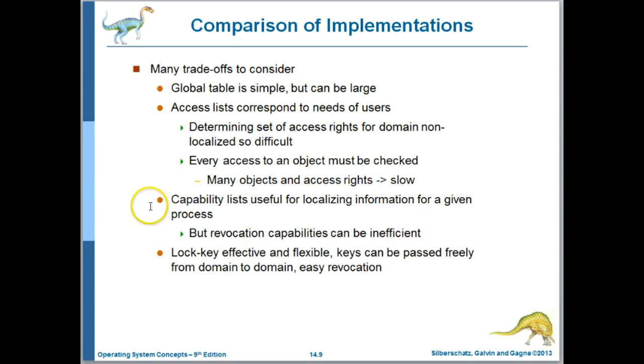Right, so capability lists, if one does want to determine what the capabilities are within a particular domain, well, capability lists make that easy. But then if one wants to remove all write access rights to a particular object, then each domain needs to be examined. Which is why a revocation of capabilities can be inefficient.